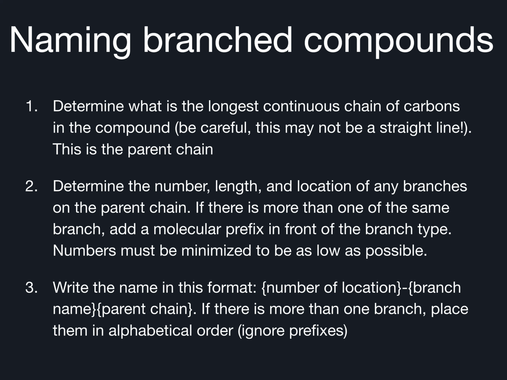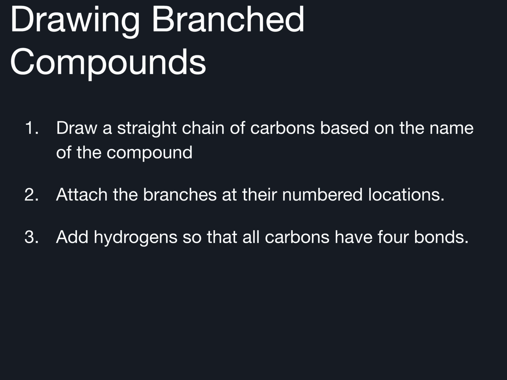If we need to draw a branched compound, it's actually a bit simpler. First thing we do is identify the longest straight chain of carbons in the compound. After that, we will attach branches at the numbered locations that are indicated by the name, and finally we'll add in our hydrogens so that all the carbons have 4 bonds in total.